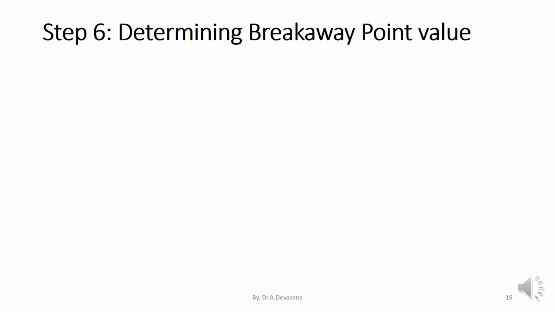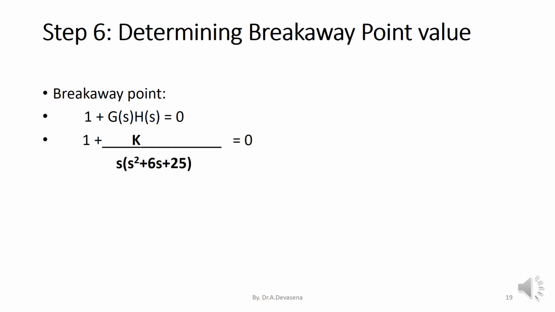Now we are going to determine the breakaway point. The formula for calculating the breakaway point is 1 plus G(s)H(s) equal to 0, where G(s)H(s) is the open loop transfer function. It is given in the problem: 1 plus k divided by s into (s square plus 6s plus 25) is equal to 0.